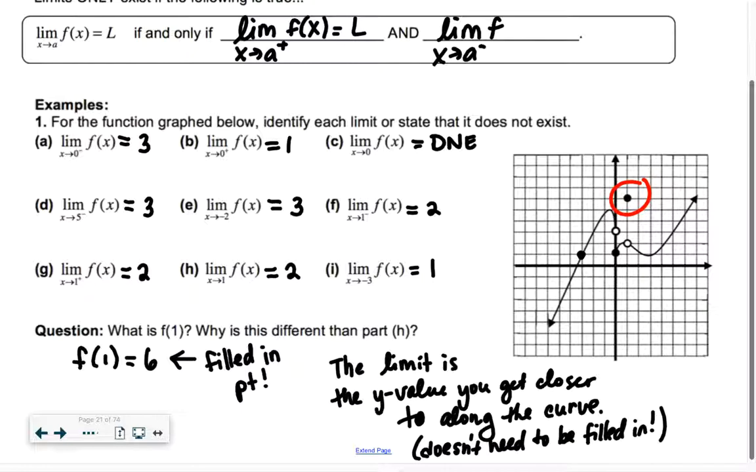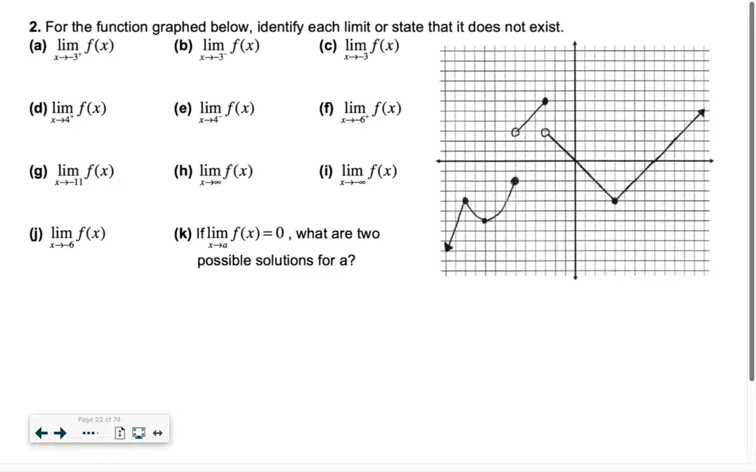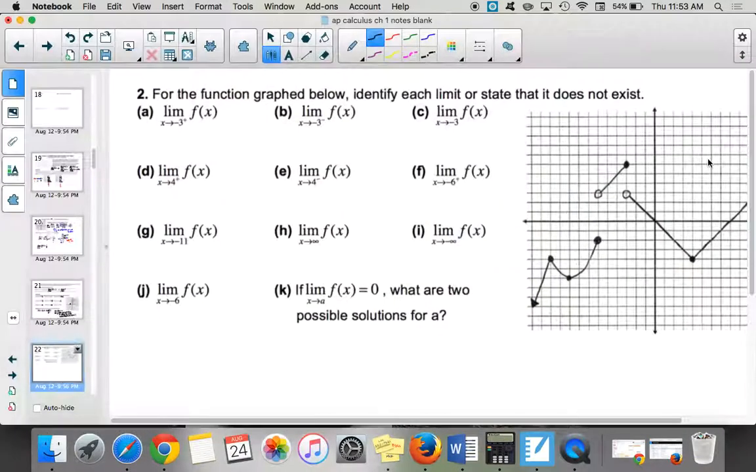Okay, so I want you guys to take some time and try number 2. And if you finish number 2, try number 3. So try this one.